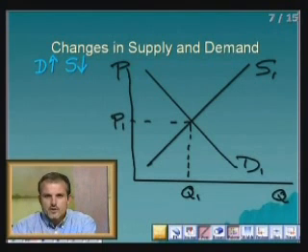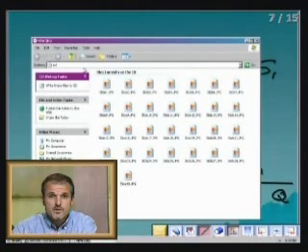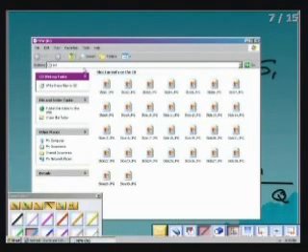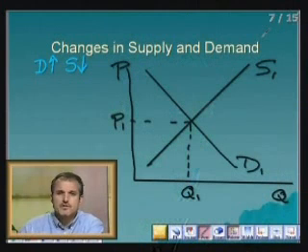Over the last several years, China and India have both begun to pursue free market economics and capitalism, and that has led to expanded income and wealth in each of these countries.